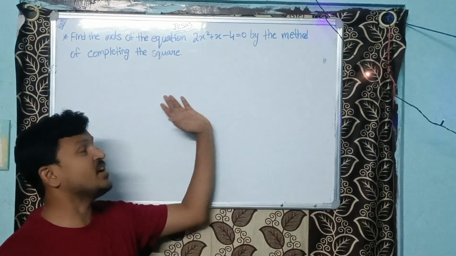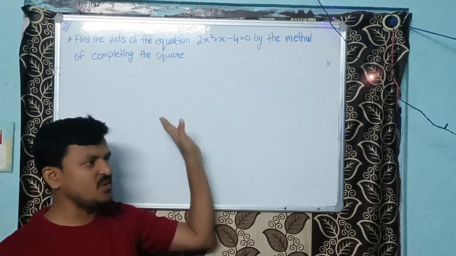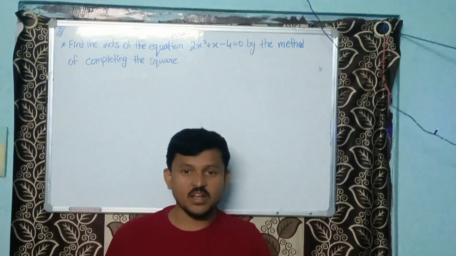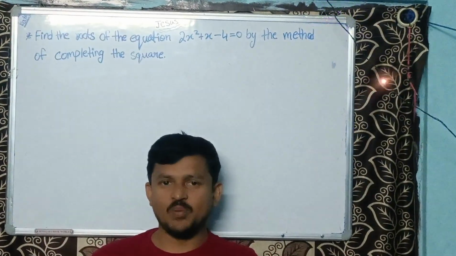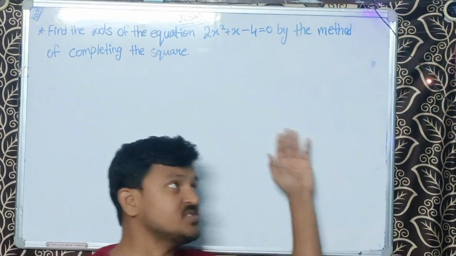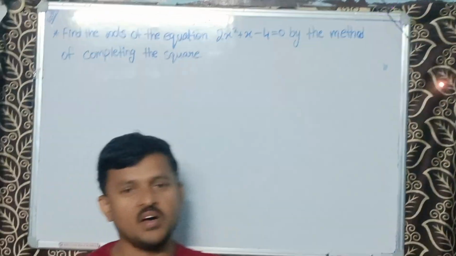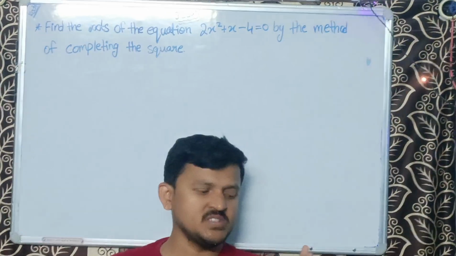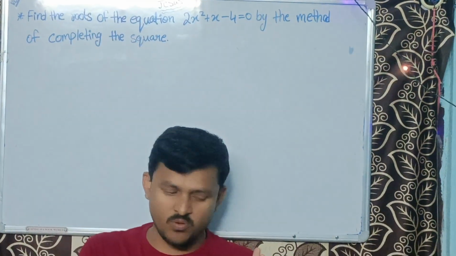Today's topic is the completing square method. We already discussed the completing square method in the previous class. Depending on the roots formula, x equals minus b plus or minus square root of b square minus 4ac, by 2a. There are three types of methods to find the roots. The first is the formula minus b plus or minus square root of b square minus 4ac by 2a.